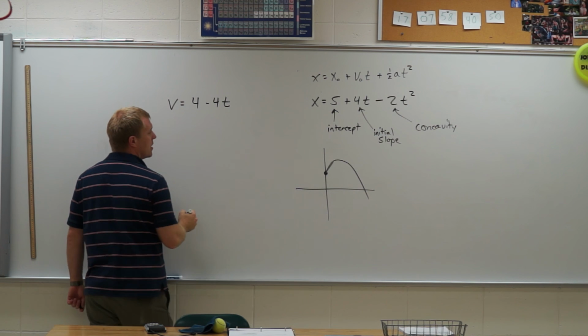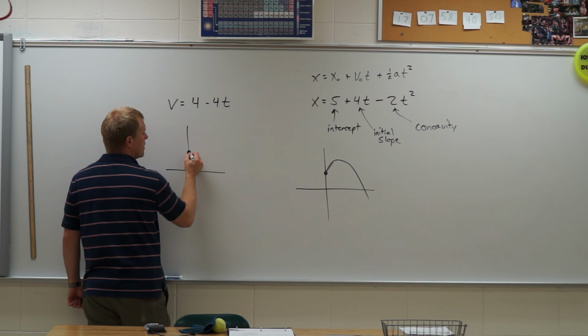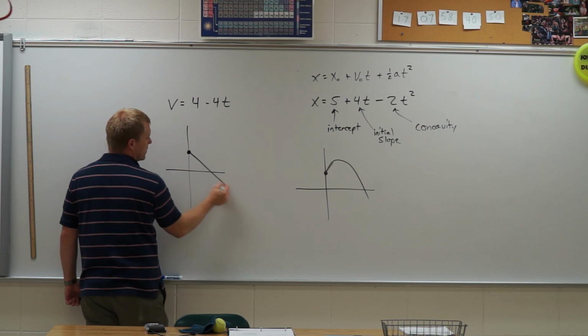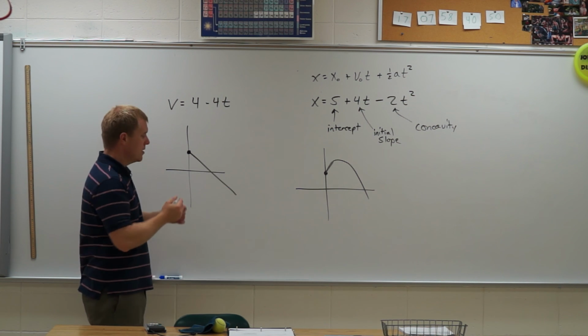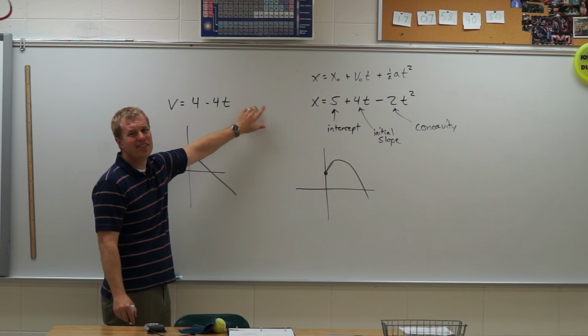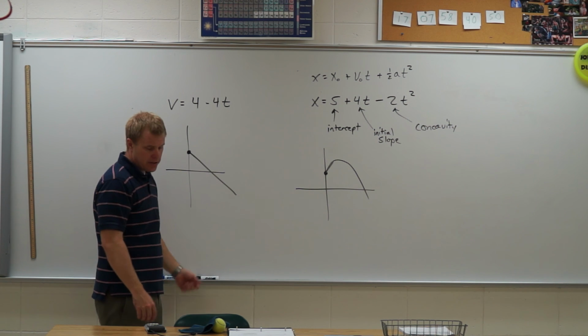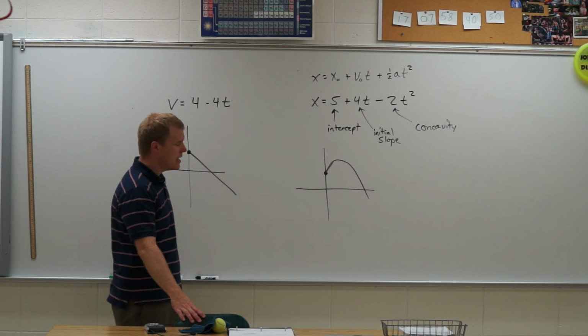Okay. And so it has a positive intercept and a negative slope. So the slope is initially negative, but there's no concavity, so it's a constant slope. So I get a straight line like this. And so the correct answer for that one would be C as well.